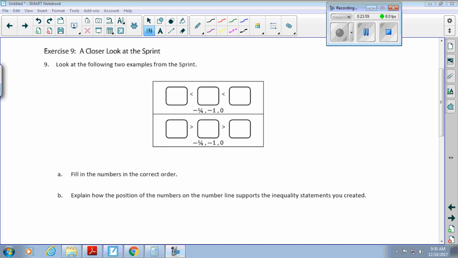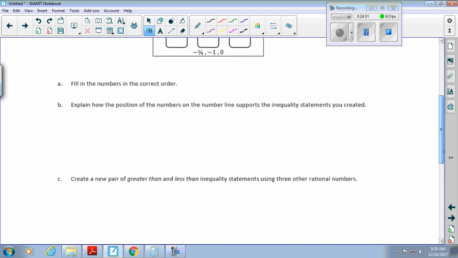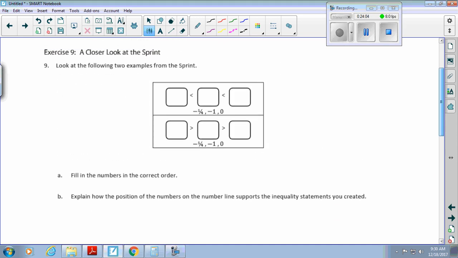All right, we are actually on page 39, and we're going to take a look at this little chart here. We have three numbers listed, -1/4, -1, and 0. And we need to put them in order so that they fit in these boxes. So we want something is less than something is less than something. And you read these left to right, just like you would a word or a sentence.